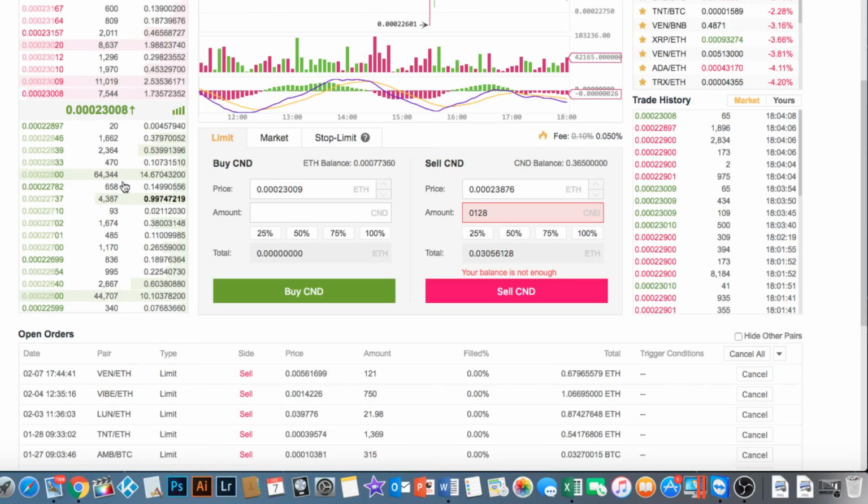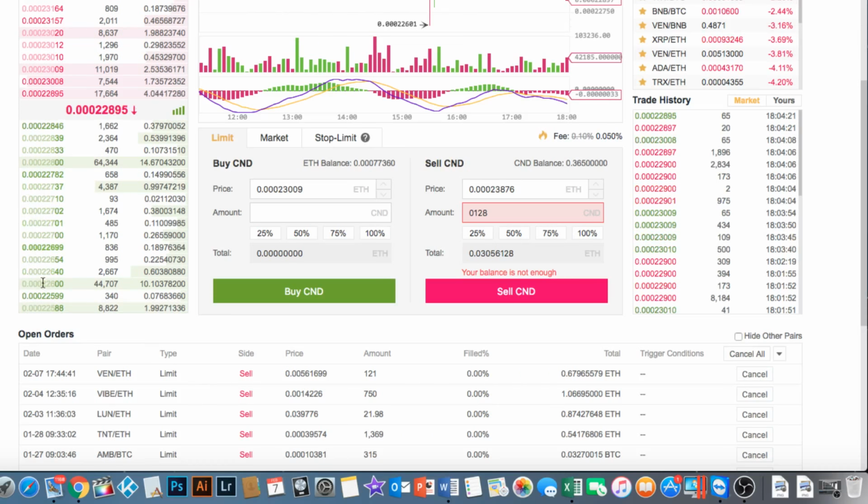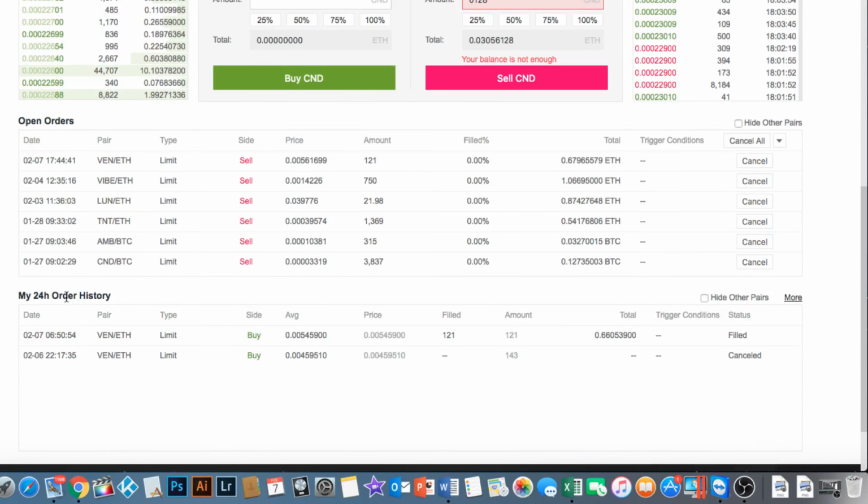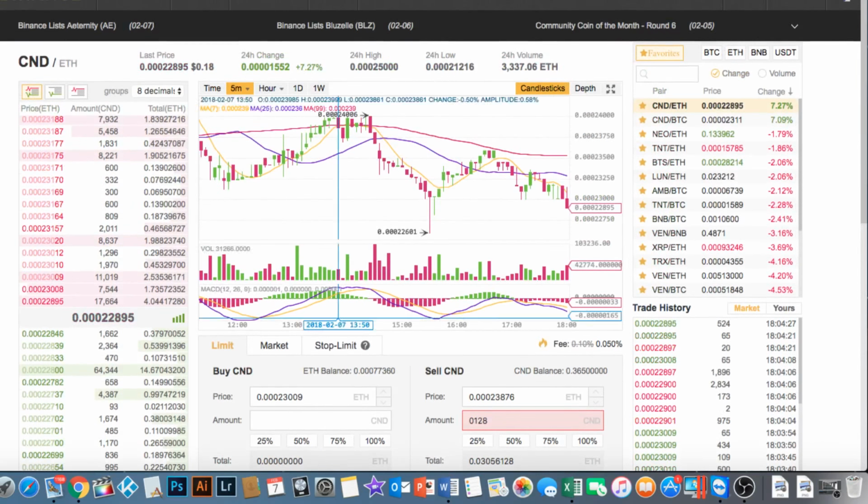And if it's close enough to the actual selling price, it would be in this order book right here. If it's not, it'll be way down the list and you won't see it. But that's the basics of how you would purchase your first cryptocurrencies on Binance.